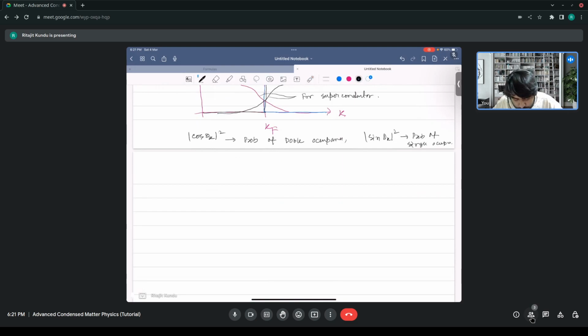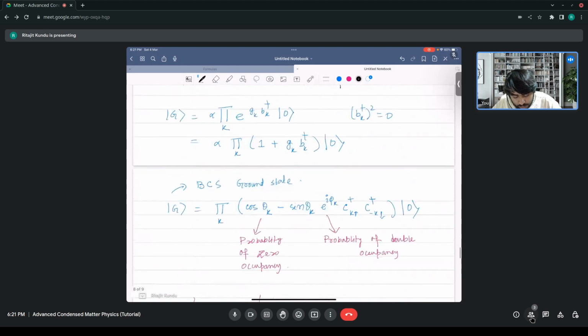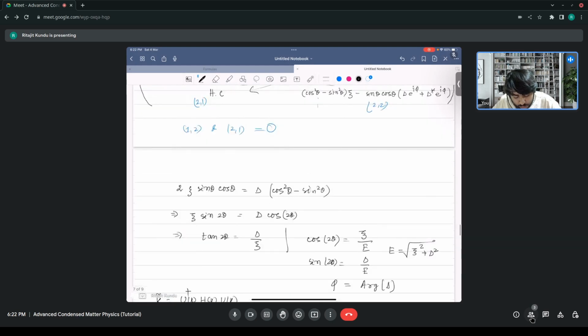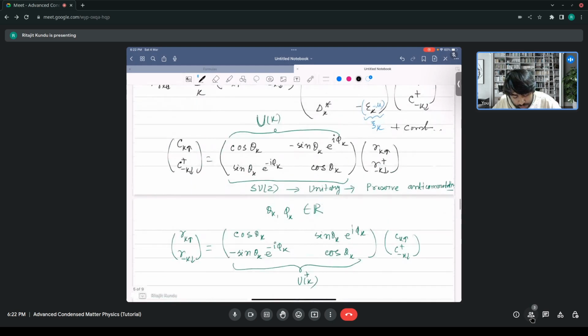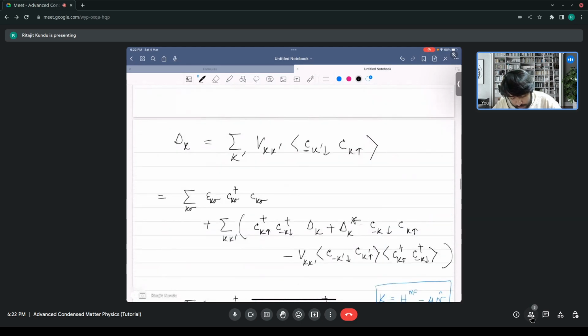So we have calculated the ground state. Now, we have actually not talked about the gap equation at all. So now let's talk about this gap equation. Normally the gap equation has to be obtained self-consistently. So what do I mean by that? Let's try to see.